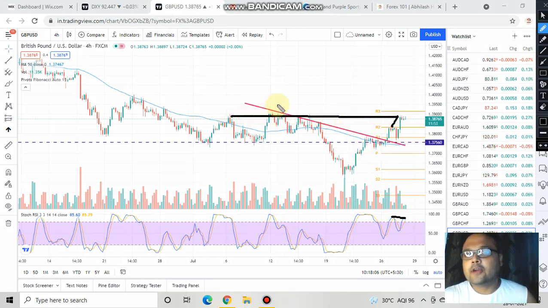Okay, now forget about this line. This line is no more required. I'll be removing this line. Right now market is just standing at the resistance. So we have got three reasons here, one, two, three reasons here not to trade right now.